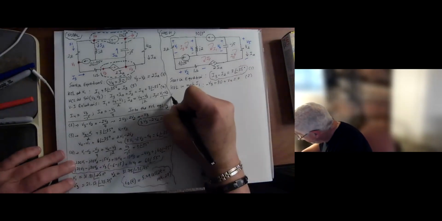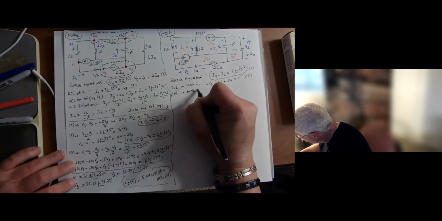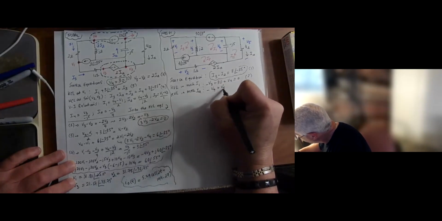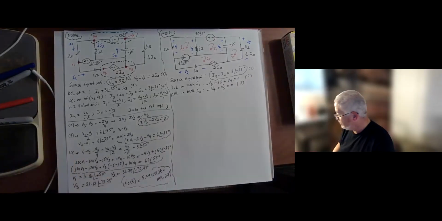Similarly, we can do a KVL in mesh IA. So what do we have here? We get minus V4 plus V5 equals 0. We're going to call that equation 3.